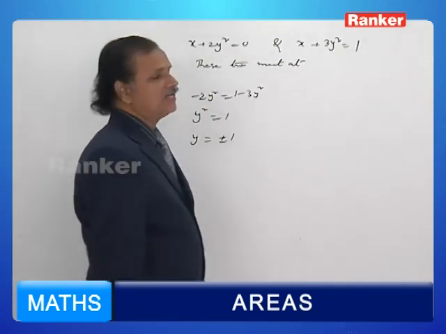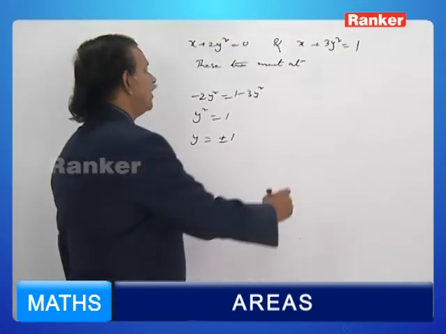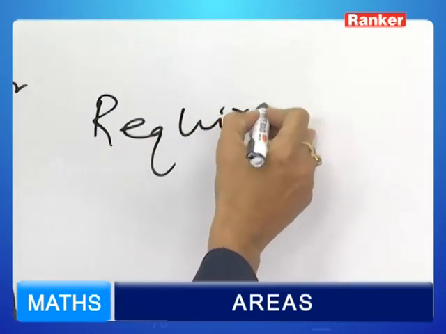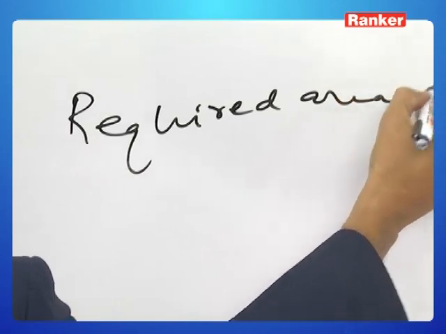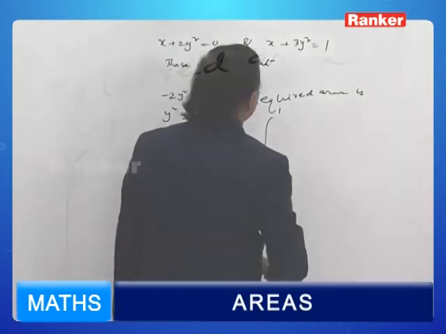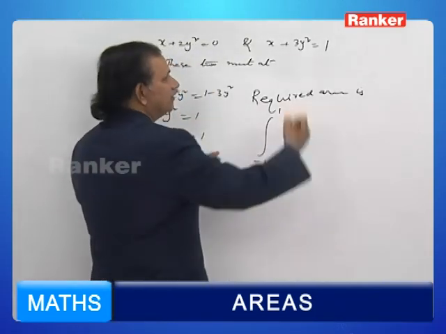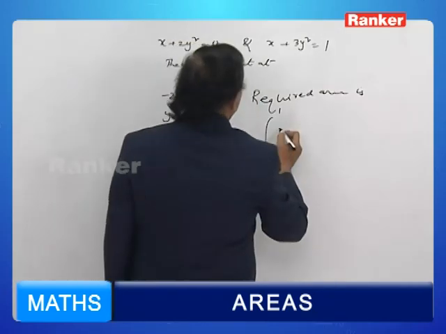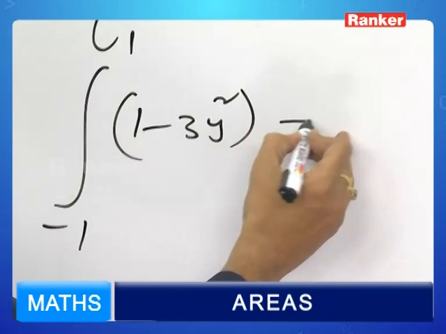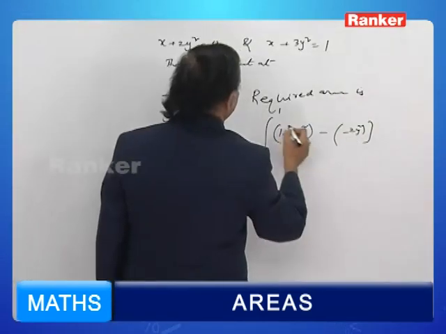Okay, and as we are interested to find the area along the y-axis, required area is the integral from minus 1 to 1. Which curve lies ahead of another? This curve. Therefore, from this x is 1 minus 3y square, minus from this x is minus 2y square, dy.